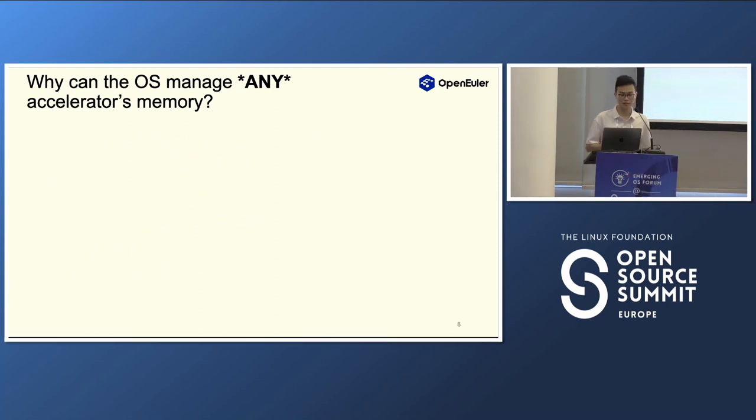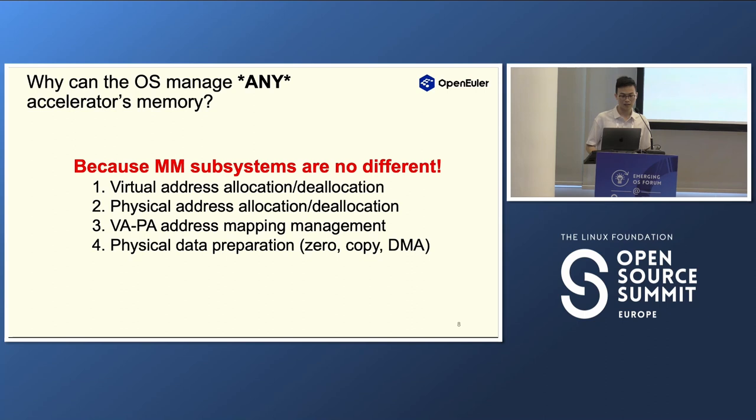Before we look at any kind of design, we want to ask the question: why can the operating system manage any accelerator's memory? To answer this question, ultimately, the memory subsystems are all the same. If we divide the design and implementation of all the existing memory management subsystems, we can see that there are 4 components. The first 2 components are virtual address allocation and deallocation, as well as the physical address allocation and deallocation. You might be familiar that the first part is basically about your mmap or munmap, and the second part is mostly about your buddy allocator or transparent huge page, which is more complicated, but ultimately they are the same.